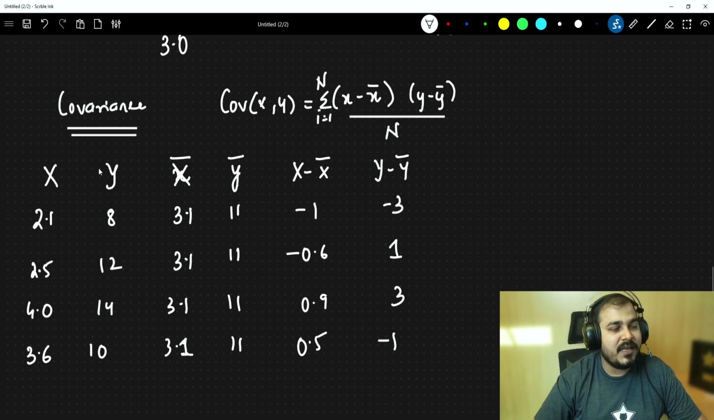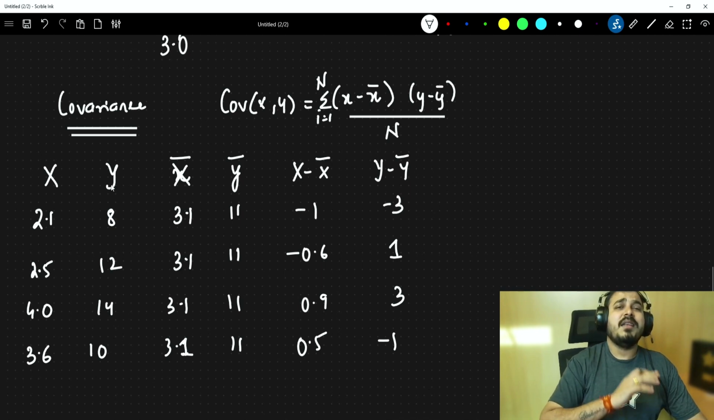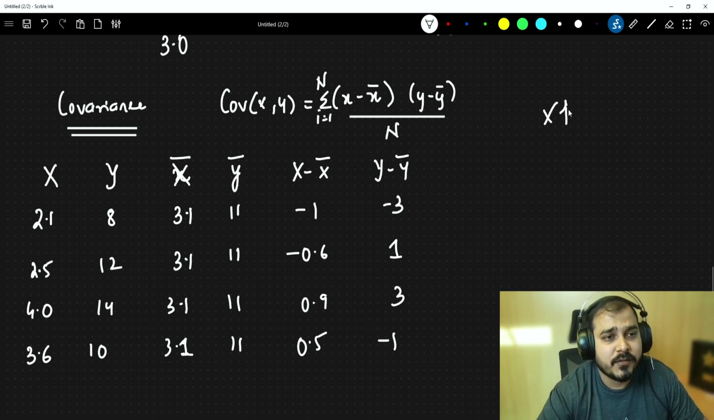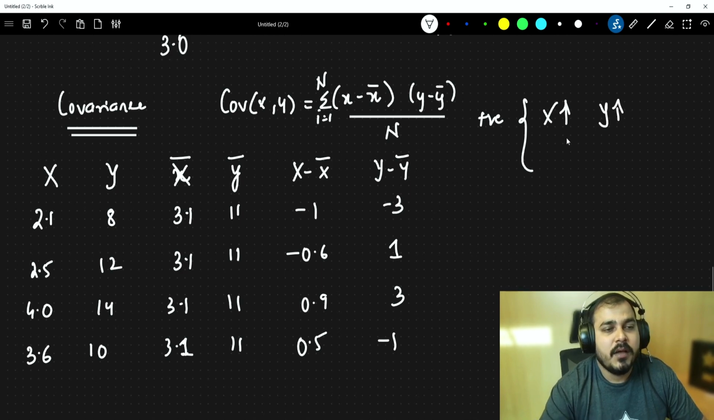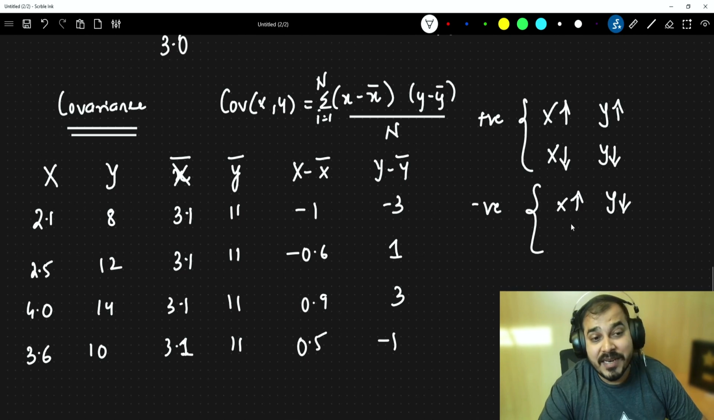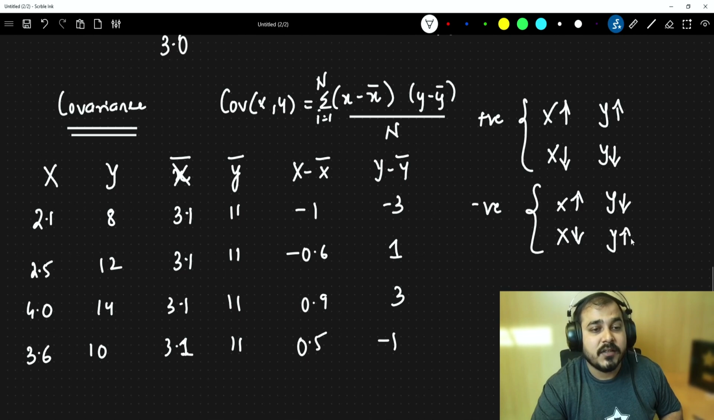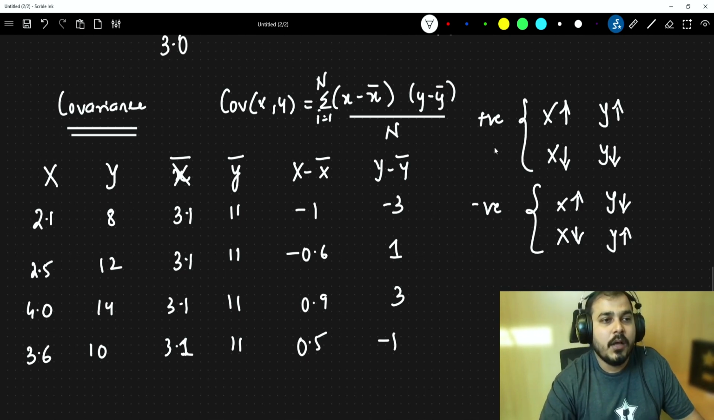Now let's see what is the relationship between x and y, whether it is a positive number or a negative number. If it is a positive number, then two properties will get satisfied: when x is increasing, y is increasing, and when x is decreasing, y is decreasing. If it is a negative number, then I can definitely say that when x is increasing, y is decreasing, and when x is decreasing, y is increasing. So these two properties will get satisfied with respect to a positive or negative covariance.